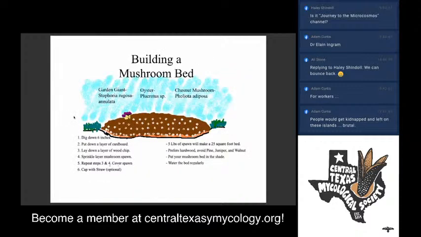So let's get into some stuff that we can do in our backyard to connect ourselves with the soil food web, with the fungi that live in it with us, and also incorporate some fungi into our vegetable garden spaces. So right here, I have a lovely image that I made in MS Paint that goes over how to make a mushroom bed for your garden.